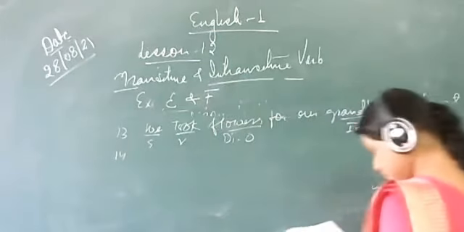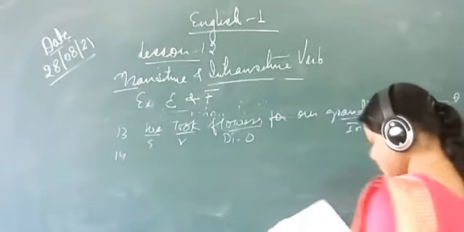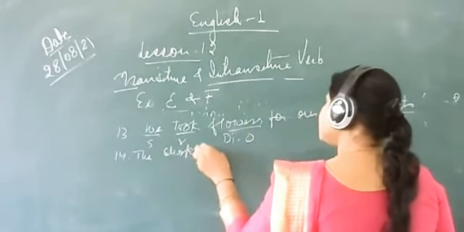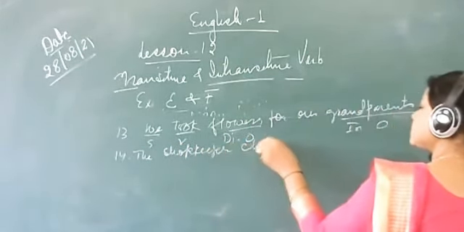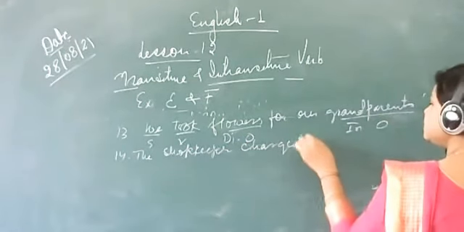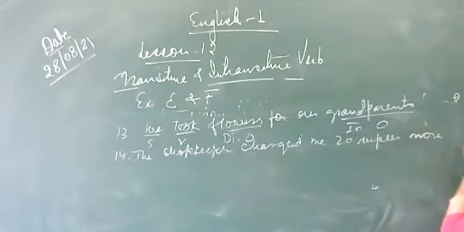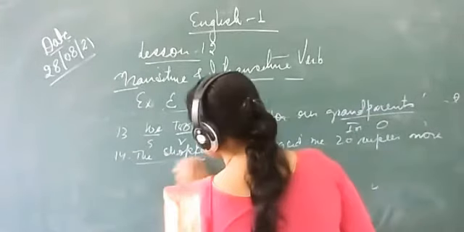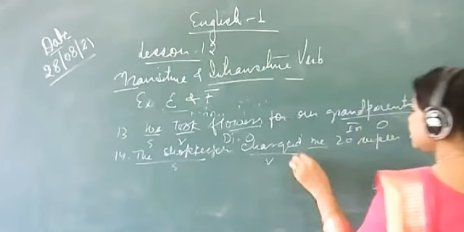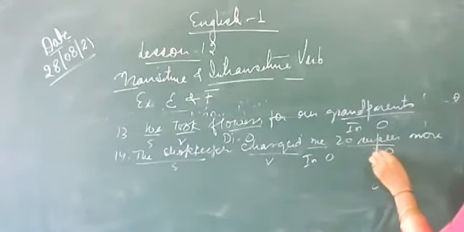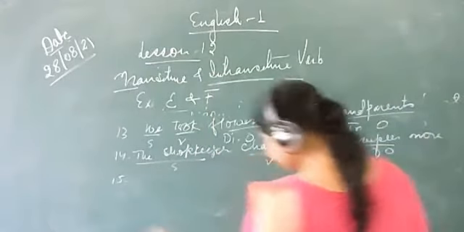14. The shopkeeper charged me 20 rupees more. So here shopkeeper is subject, charged is verb, me is indirect object, 20 rupees is direct object.